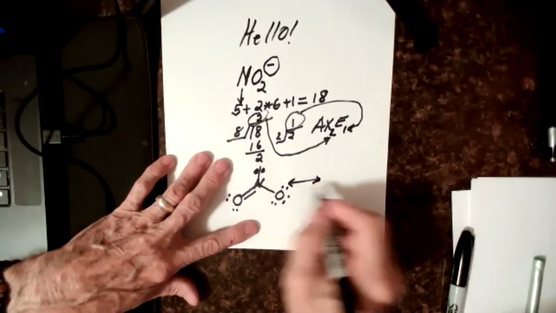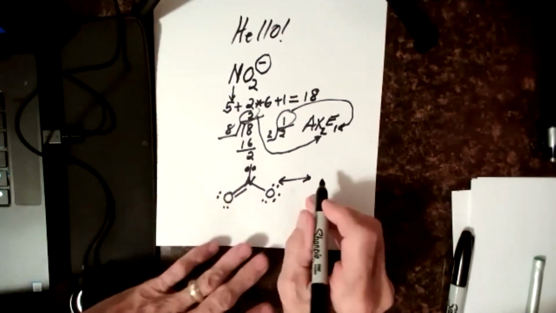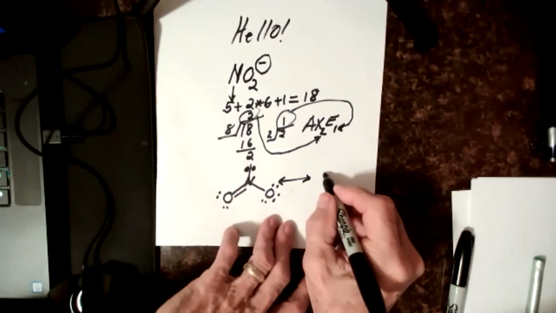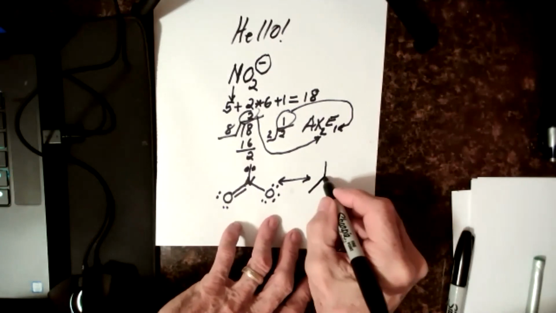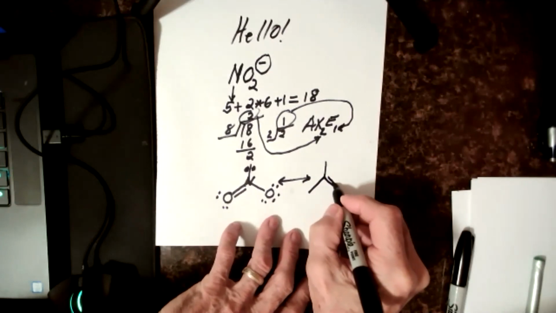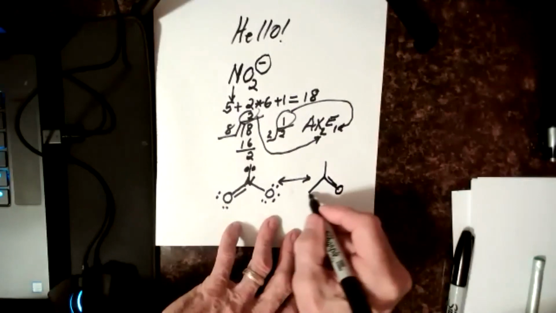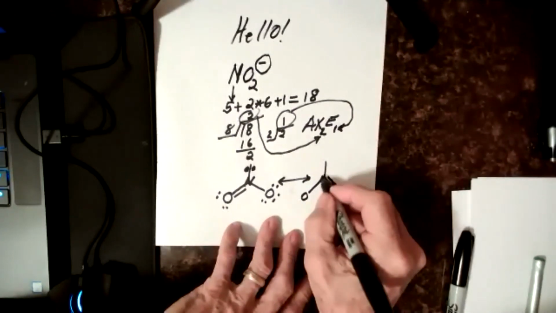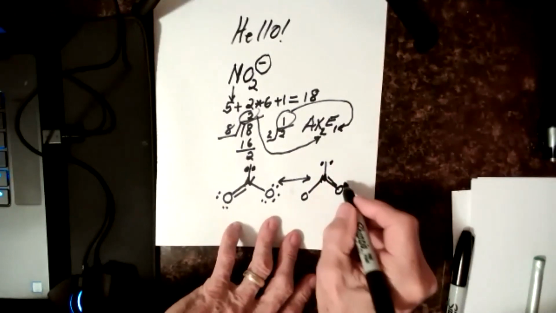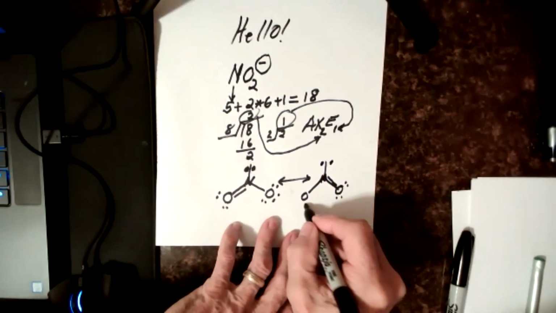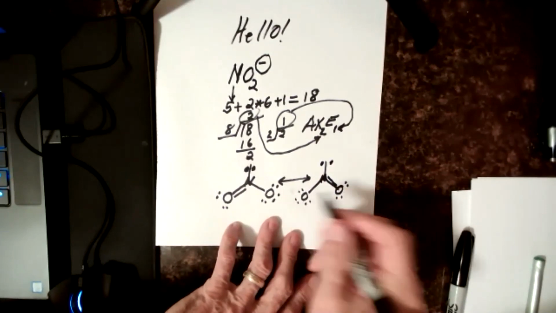Sometimes we draw resonance structures separated by a double-headed arrow like that. And again, same basic shape, except the double bond is going to go over here, and the single bond over here, the nitrogen here, the lone pair here, 2 pairs on this one, and 3 pairs on this one.